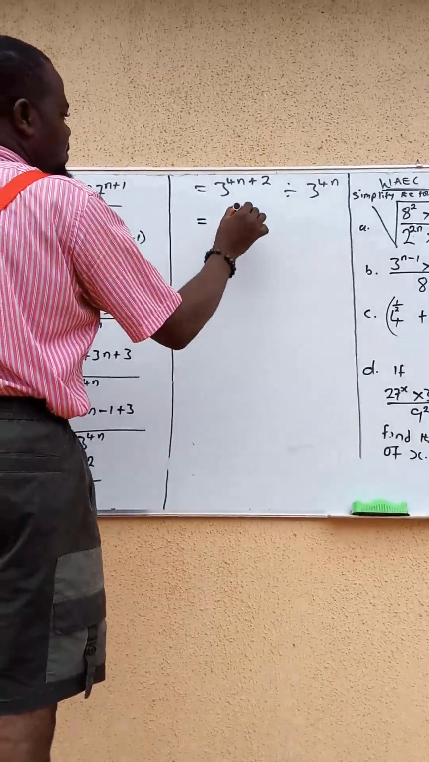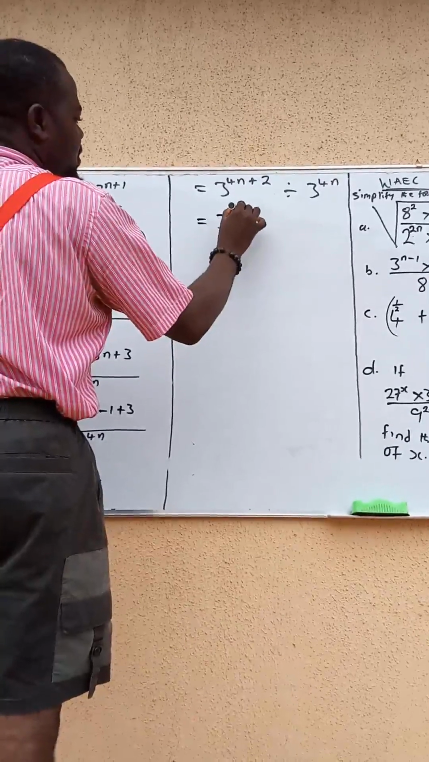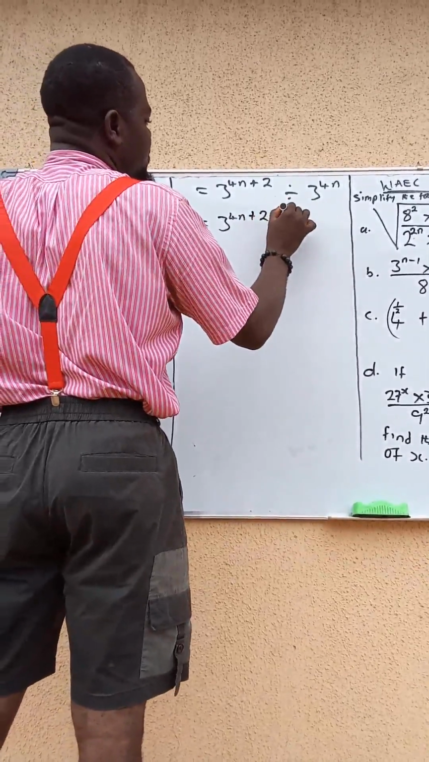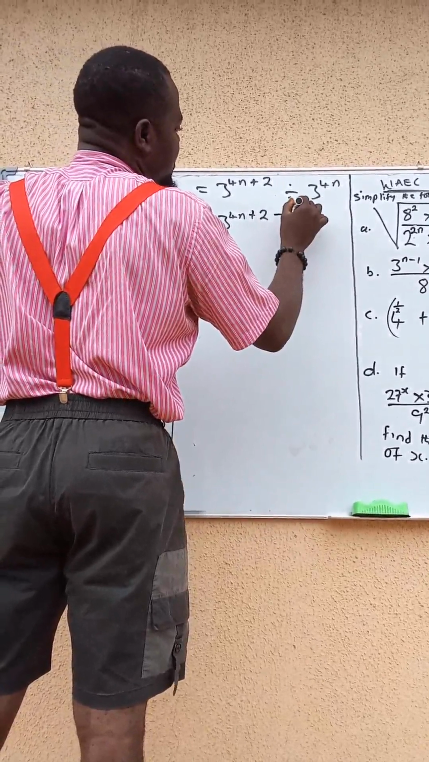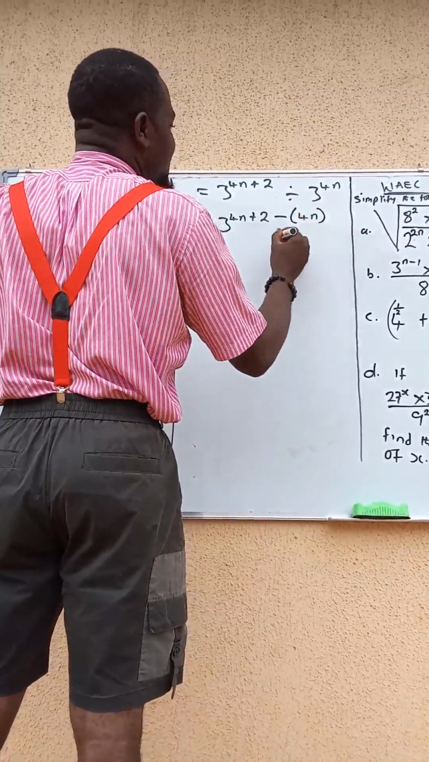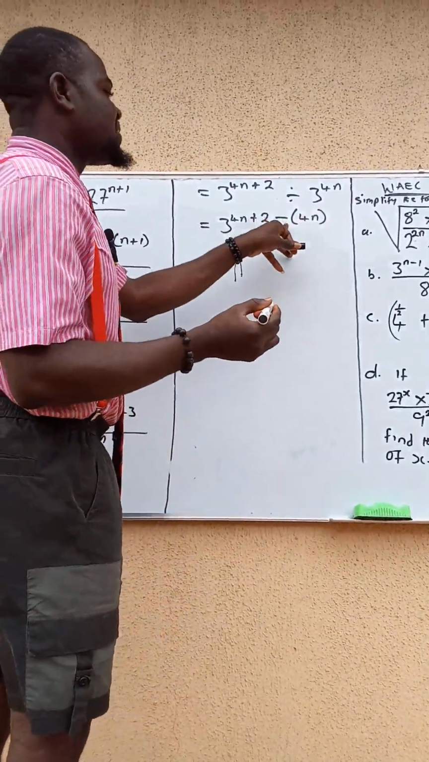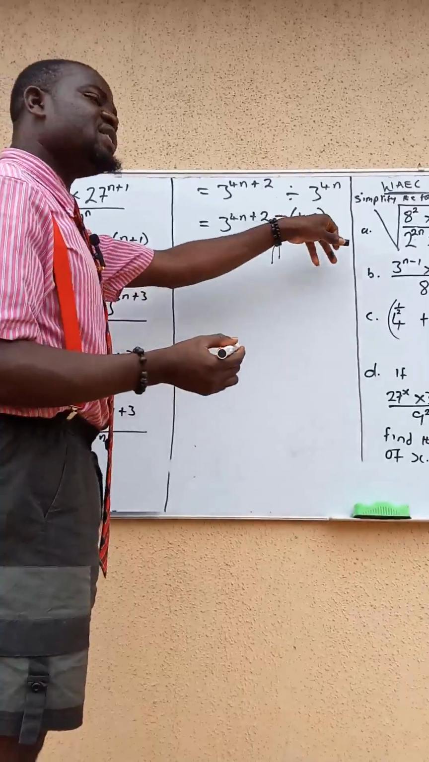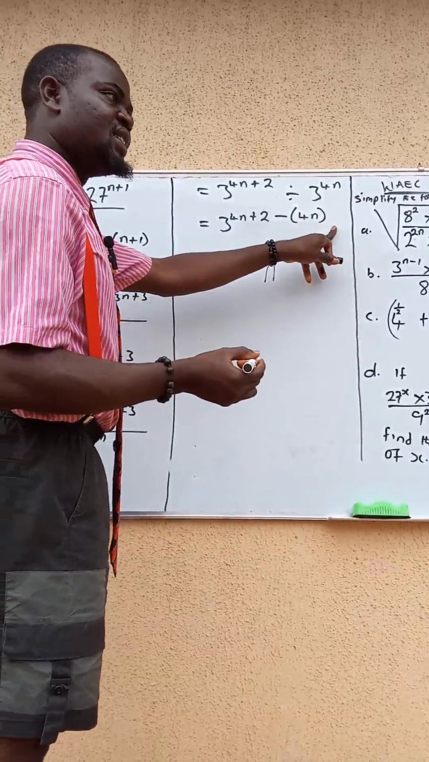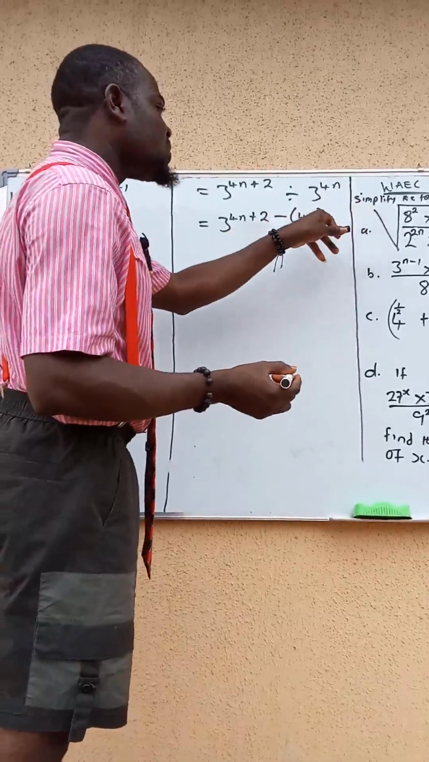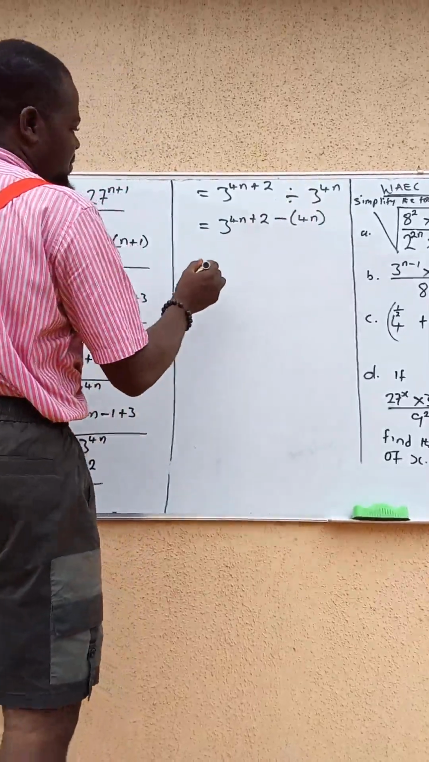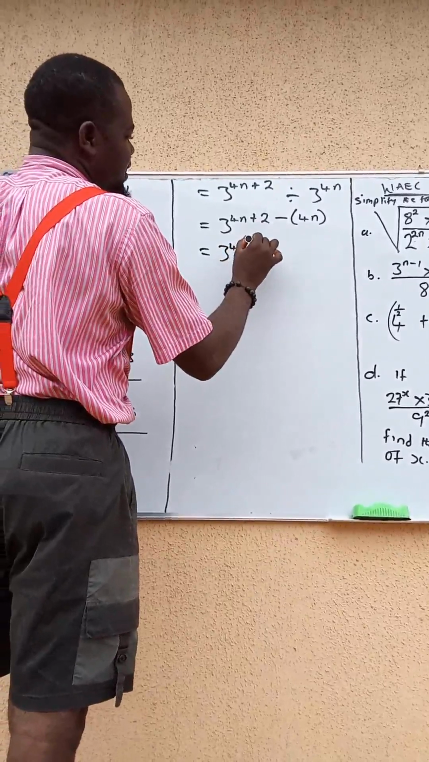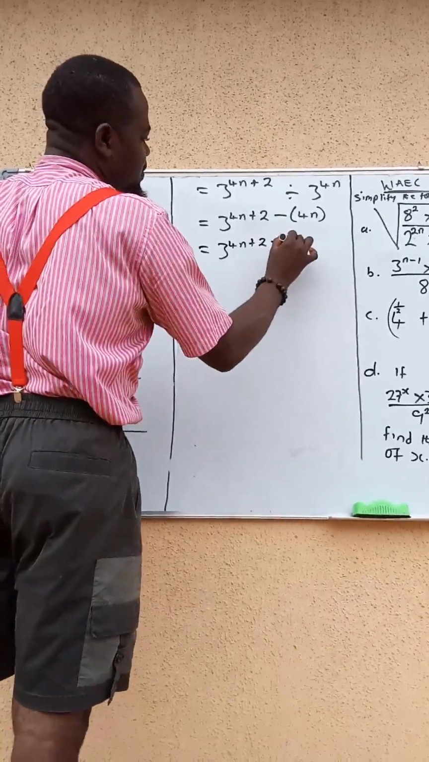I'll apply the division law. 3 raised to the power of 4n plus 2, since they have the same base, minus 4n. Remember, you must put brackets, because I didn't mean these are 2 separate numbers here. It will affect the second one. If the second one is plus 2 or 3, it will affect it. So you must be careful with mathematics. So this is simply 3 raised to the power of 4n plus 2 minus 4n.